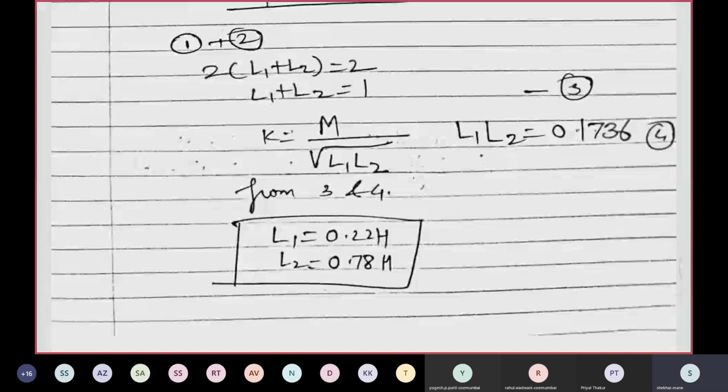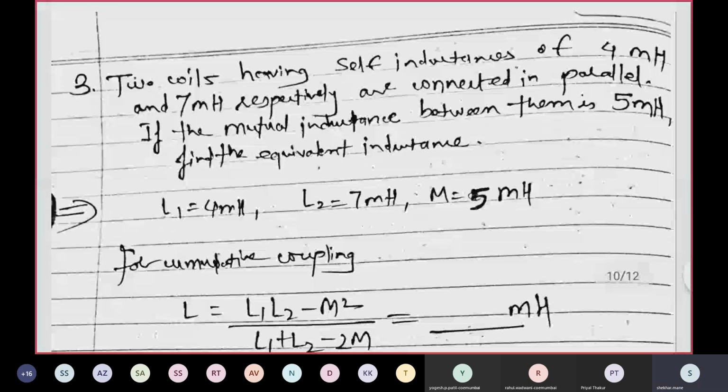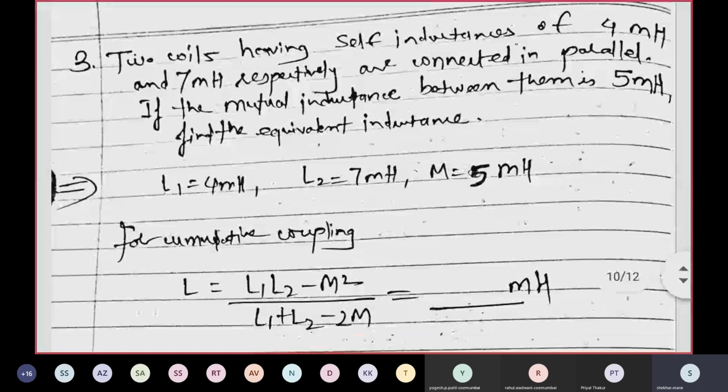So now we move to third problem. Two coils having self-inductances of 4 millihenry and 7 millihenry respectively are connected in parallel. If the mutual inductance between them is 5 millihenry, find the equivalent inductance. So here L1, L2 and M is given.